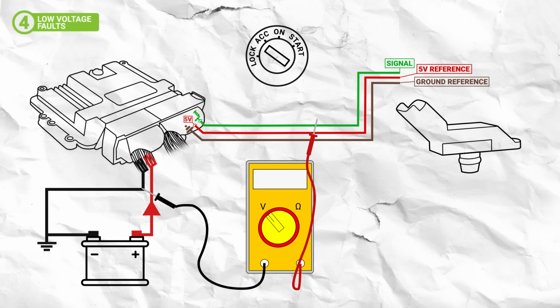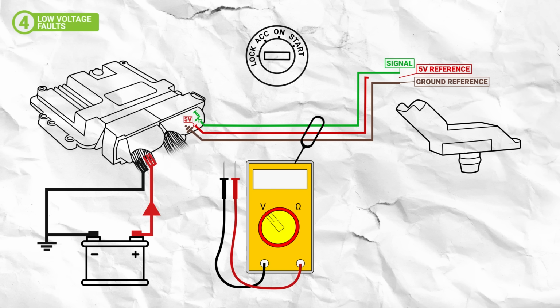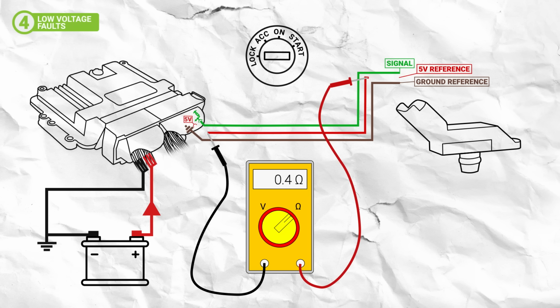With both the ignition and engine off, disconnect the sensor reference wire from each connector and switch your multimeter to ohms. Probe either end of the isolated wire. You should expect a good reading of less than 0.5 ohms. A greater reading would indicate high resistance. A reading of OL, or open loop, indicates there is a break somewhere in the wire.